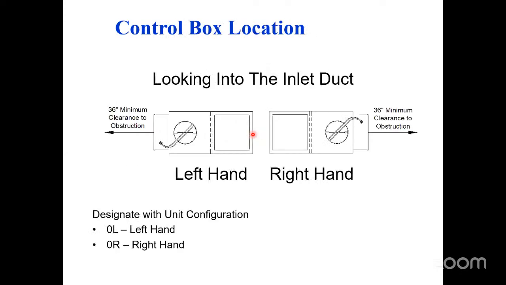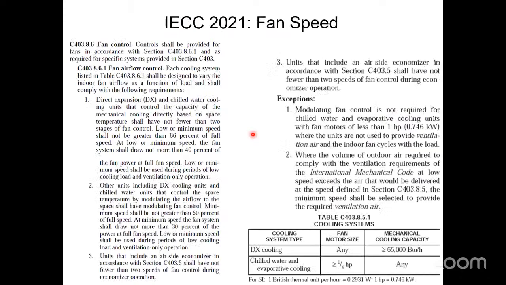As mentioned, you can get left or right-hand connections on everything: the electric heater section, the hot water coil stub outs, and the controller box. A few other things that are required by code for you.